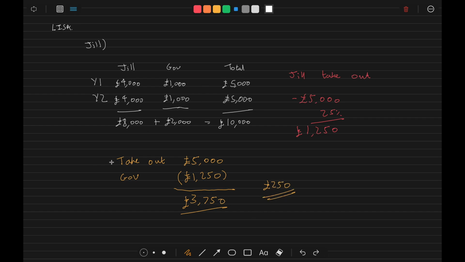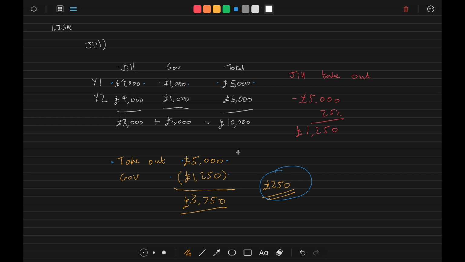So in order to take out the £5,000, Jill originally put in £4,000 and the government gave her £1,000. But the government is now taking back £1,250 because they're taking 25%. So essentially the government is making £250 on this. In order to withdraw early, Jill is actually paying a £250 penalty almost for taking out that money early. From Jill's balance, it's going to reduce by £5,000, but she's actually only going to be able to take £3,750, and the government's going to pocket this extra money, the £250.